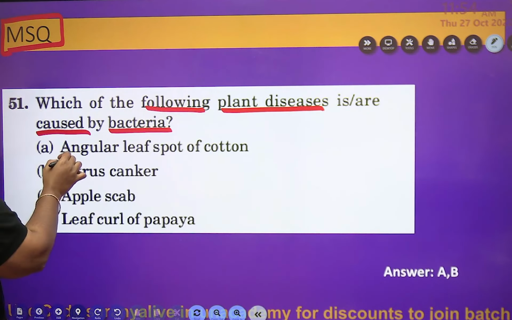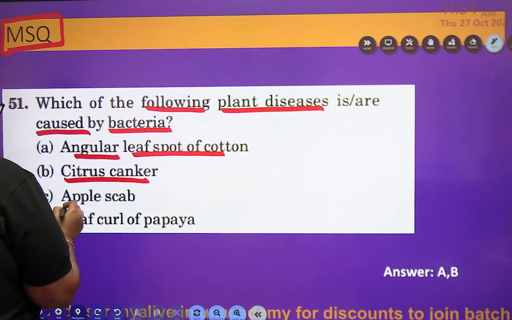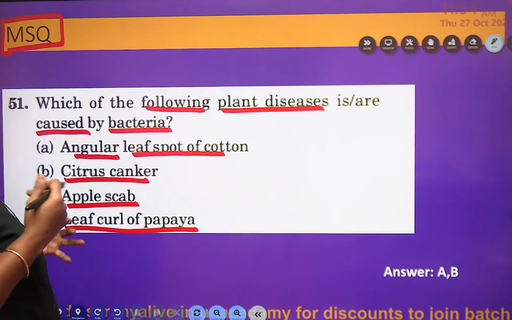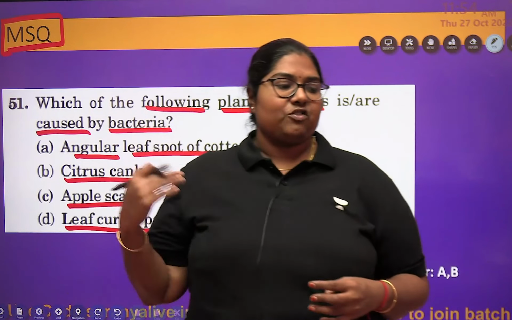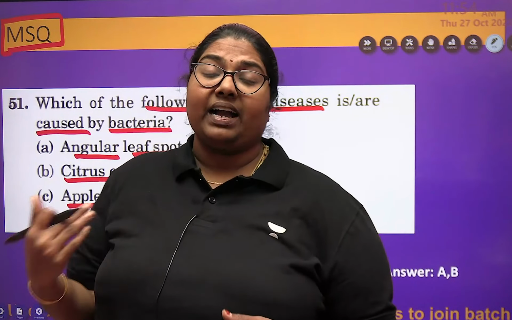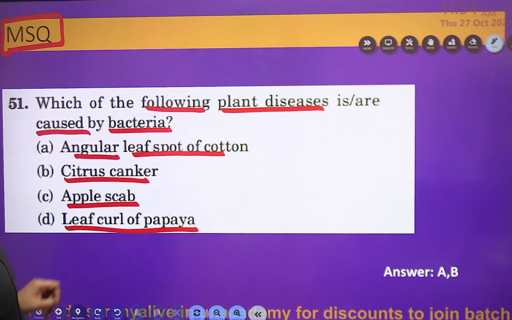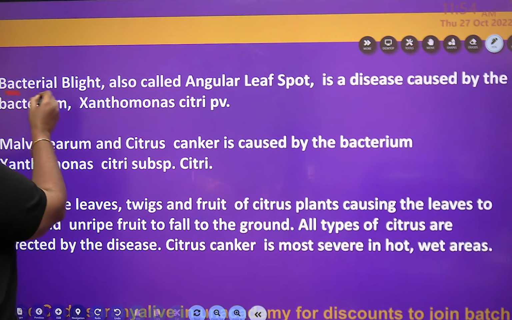The examples include angular leaf spot of cotton, citrus canker, apple scab, and leaf curl of papaya. So which of these are caused by bacteria? They could have given a few bacterial diseases, fungal diseases, viral diseases, many things. Among them you have to spot which are going to be the bacterial diseases.